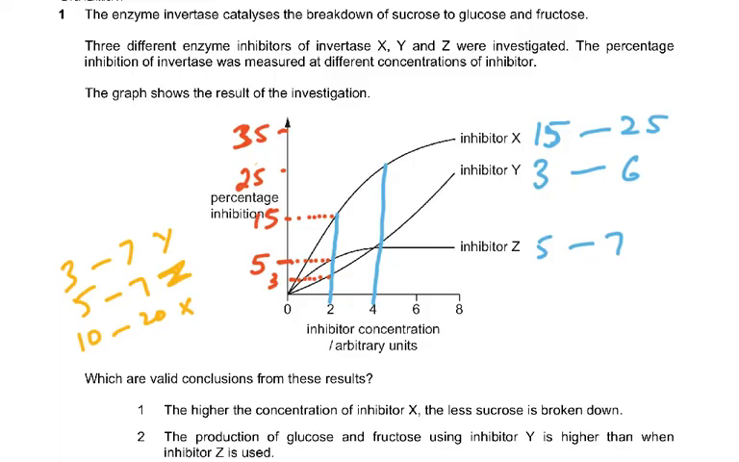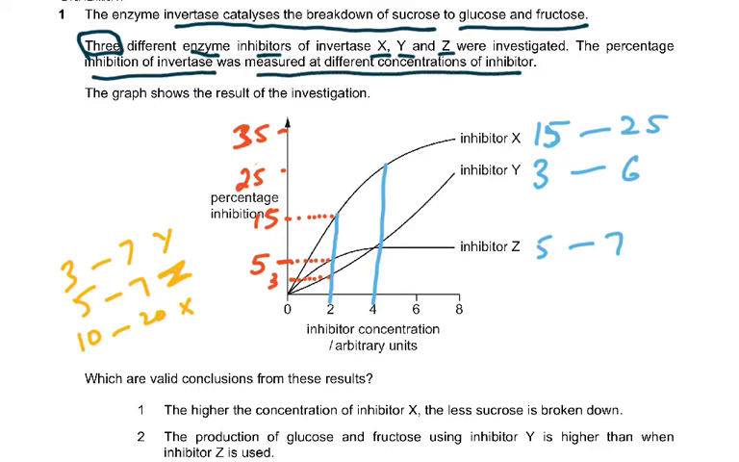Now let's look at question number 1. The enzyme invertase catalyzes the breakdown of sucrose to glucose and fructose. We know sucrose is a disaccharide broken down to glucose and fructose. Three different enzyme inhibitors, X, Y, and Z, were investigated. The percentage inhibition of invertase was measured at different concentrations of an inhibitor.